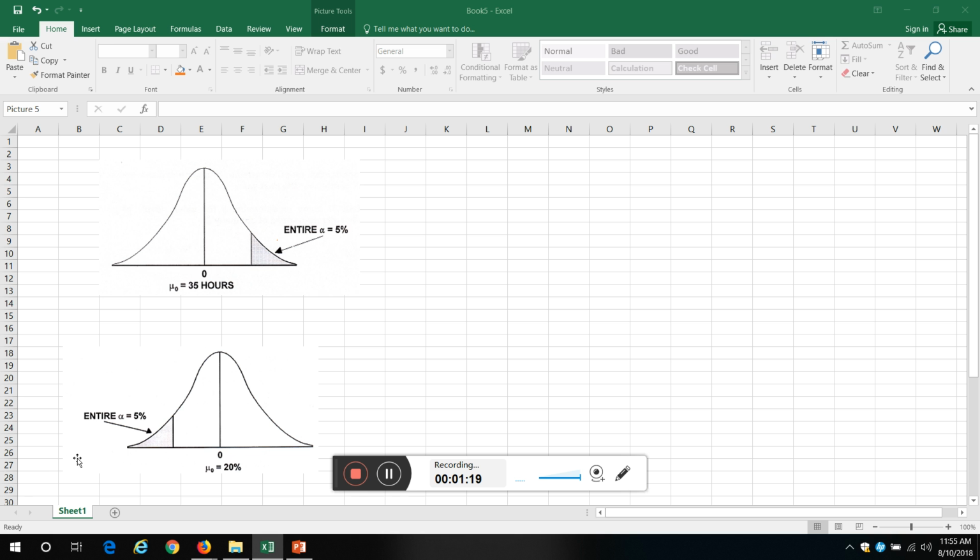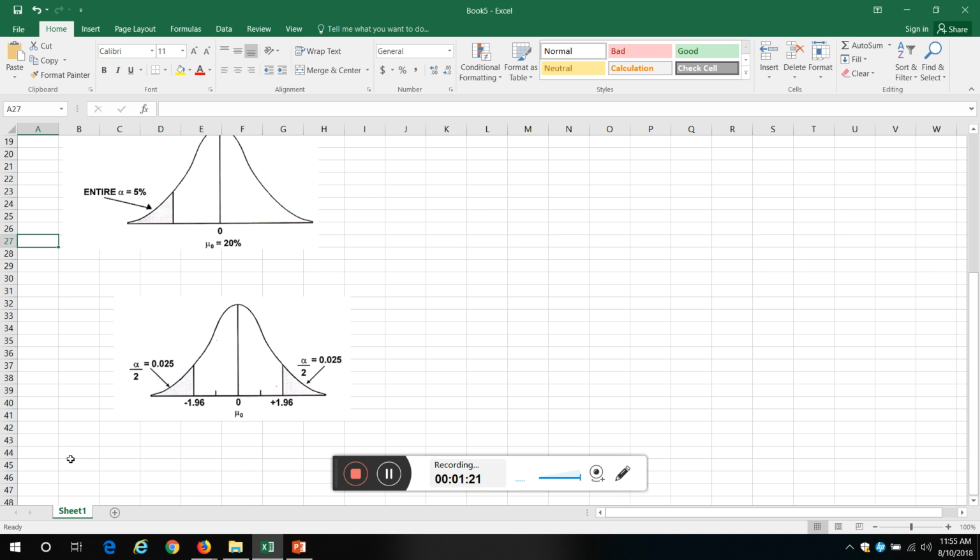And if I got a two-tailed test, I take that 5% and divide it in half. So there's 2.5% over here and 2.5% over here. And it just so happens that the cutoff is 1.96 standard deviations from the average, above and below.